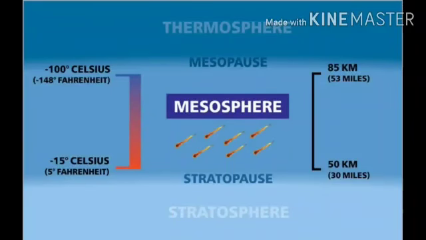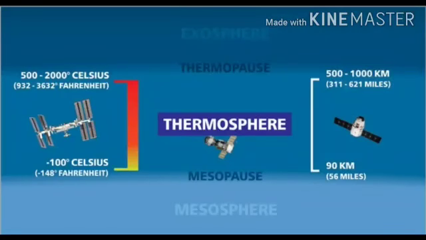The third layer of the atmosphere is the mesosphere. The mesosphere is between the stratosphere and the thermosphere. This is extended to 80 to 85 kilometers from the surface. The temperature decreases, and here the temperature is very cold. The coldest temperature is there in the mesosphere. Is it very clear?